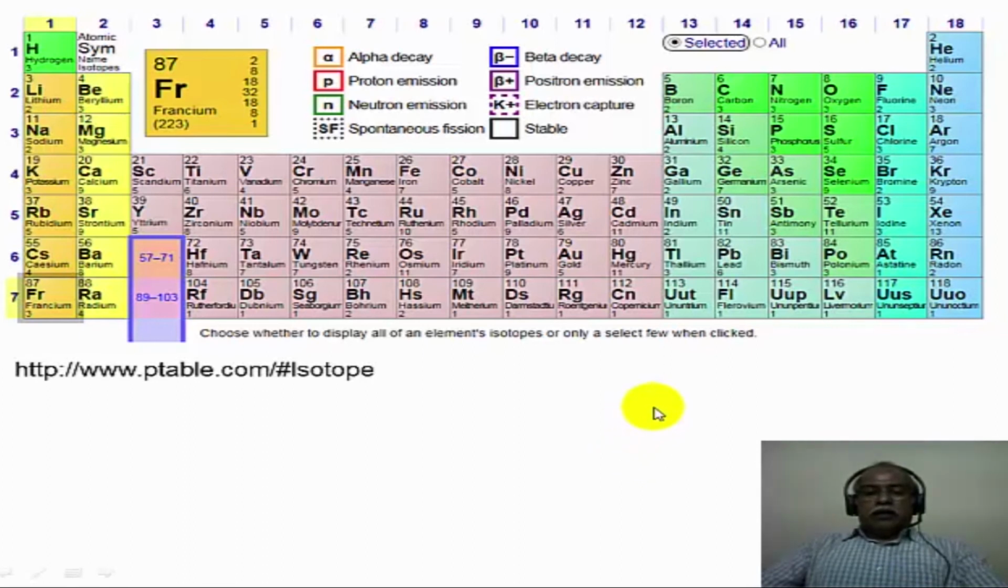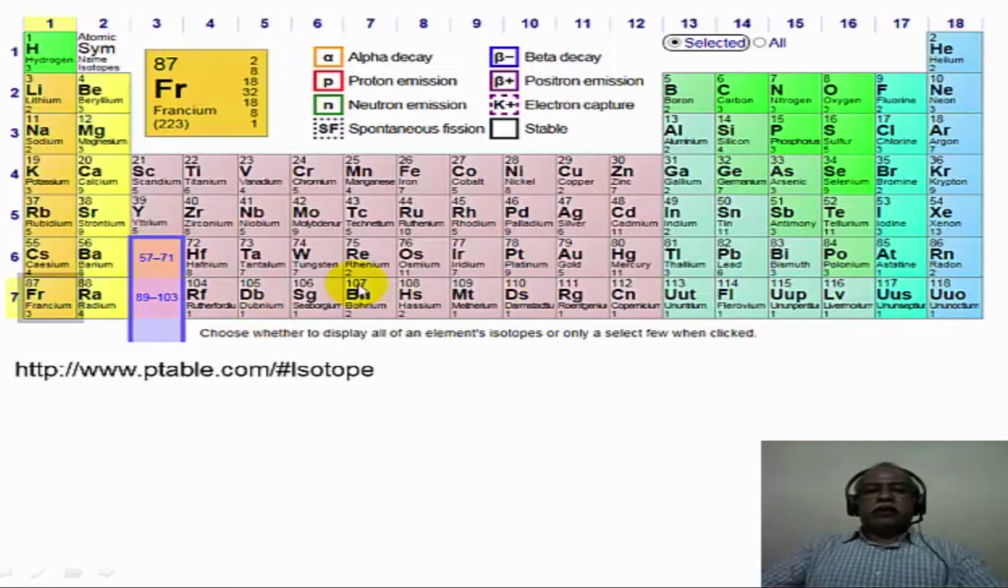Now let me introduce you to an interactive table that is available on the web. This is the website address. If you go to this particular website, you will see the periodic table which is shown as a screenshot here, for example. And the number that is mentioned in each of the boxes at the bottom is the number of isotopes that is available for this particular element.